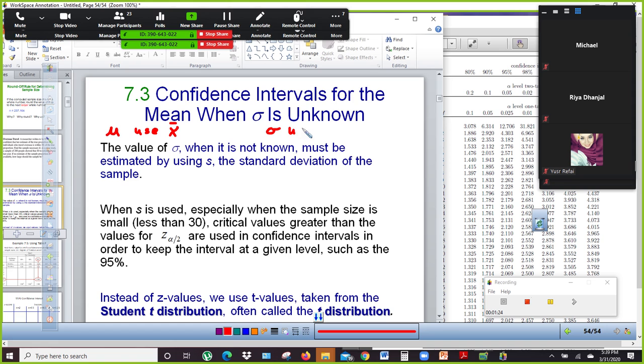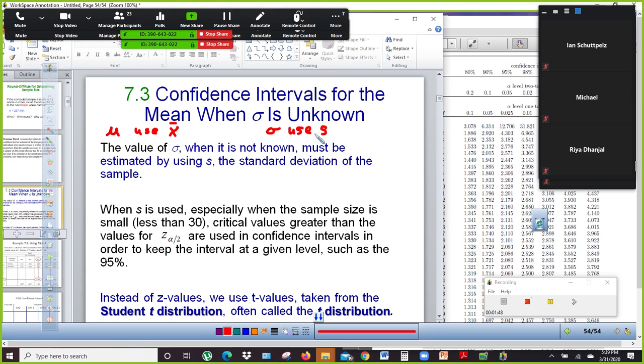Anyone else? If I don't know my population standard deviation, what should I use instead? Unmute yourself. Give me an answer, someone, or else I'll start calling on people. Sample standard deviation. Yes, sample standard deviation. So you're going to use S.